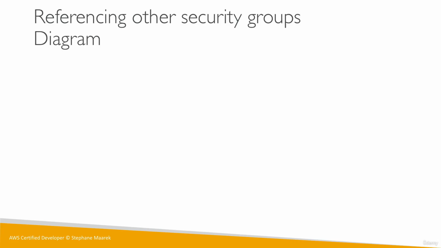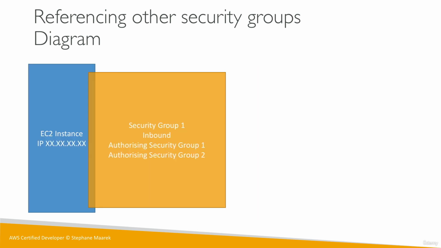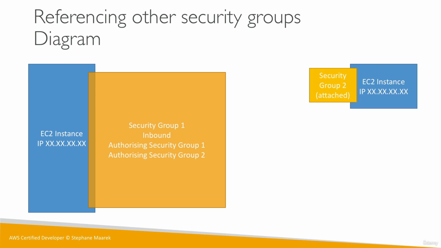Now, there is a small advanced feature that I really like, and I think it's perfect if you start using load balancers, and we'll see this in the next lecture as well, which is how to reference security groups from other security groups. So let me explain. We have an EC2 instance with a security group, which I'll call group number 1. The inbound rules are basically saying I'm authorizing security group number 1 and security group number 2. So why would we even do this?